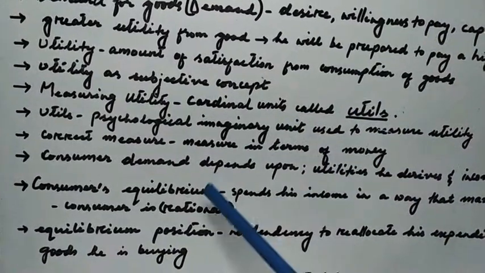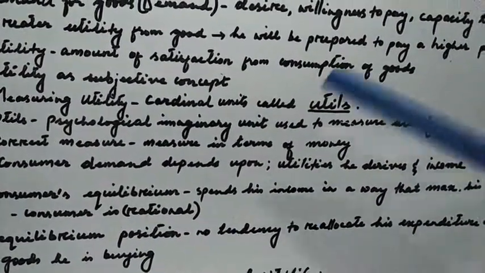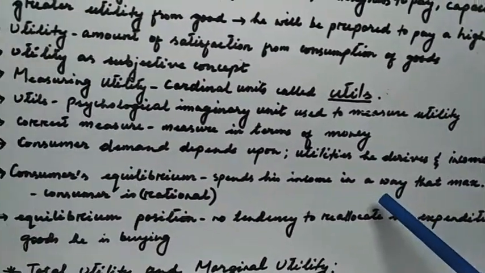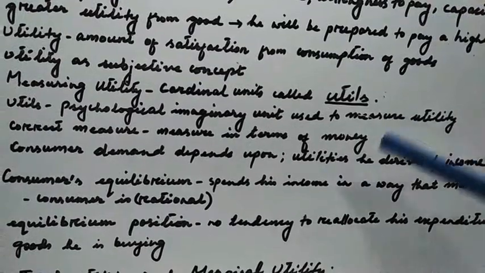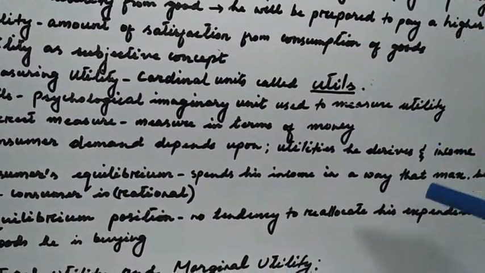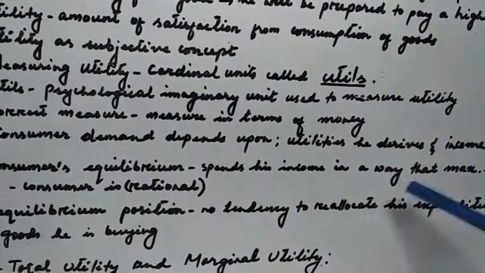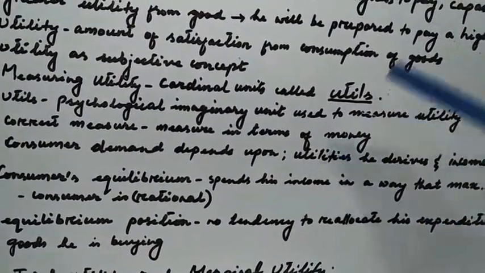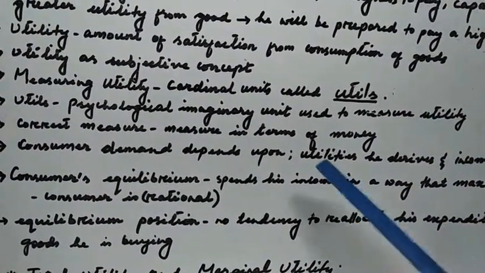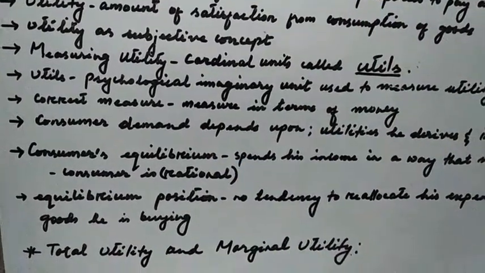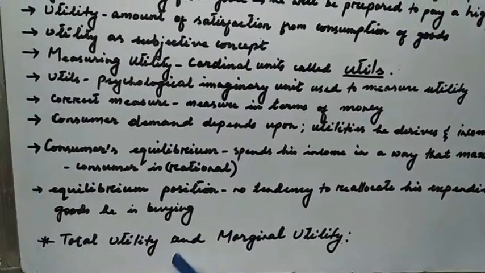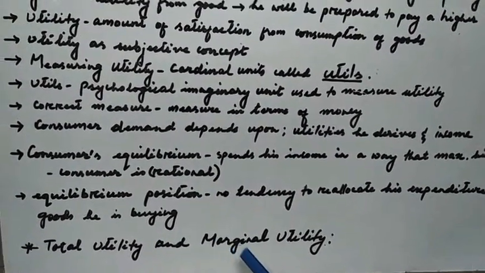When we talk about equilibrium position, it means that the consumer has no tendency to reallocate his expenditure among the goods that he is buying. He has no tendency of changing or reallocating the goods that he is buying, because he is already satisfying his utility to the maximum level at a consumer's equilibrium point. So when we talk about this equilibrium position, we have to discuss what total utility and marginal utility are in detail.